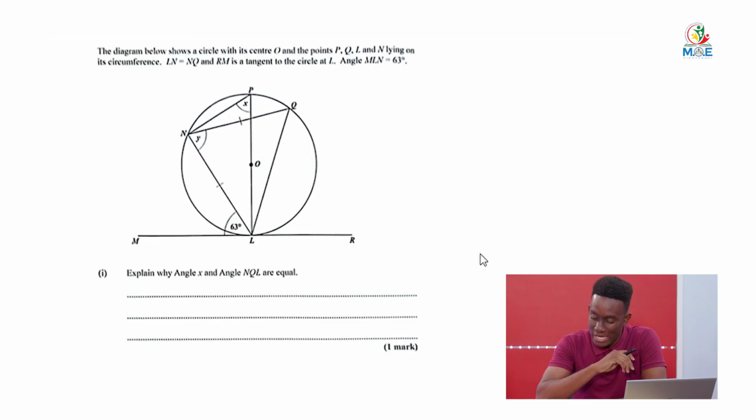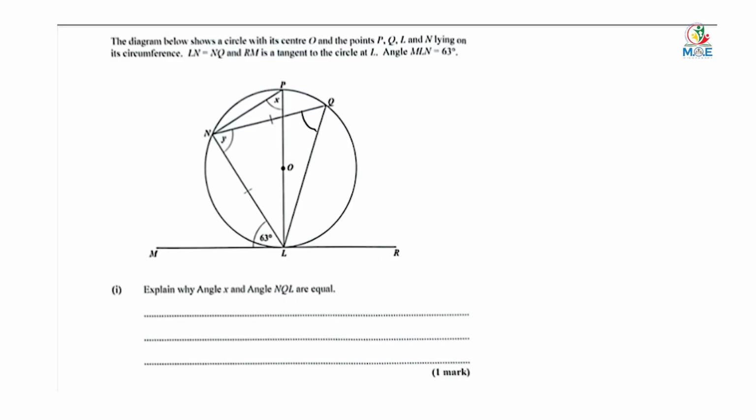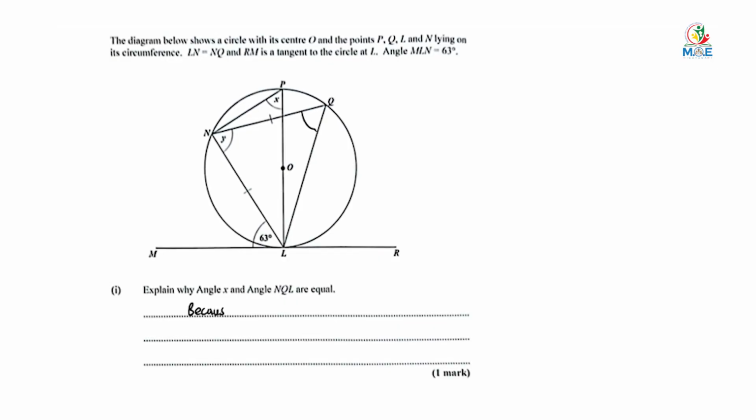The first one, explain why angle X and angle NQL are equal. So let's look at angle X, it would be this angle here, of course, and angle NQL would be right at this piece. So they want us to explain why those two are equal. The reason why those two are equal, we can say, is because angles in the same segment subtended by the same arc are equal.